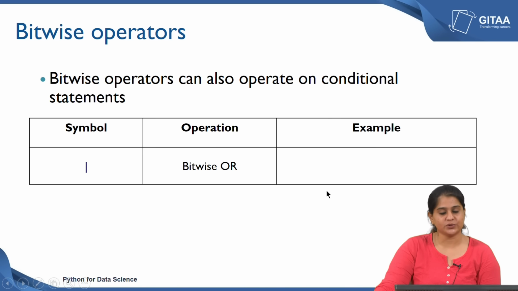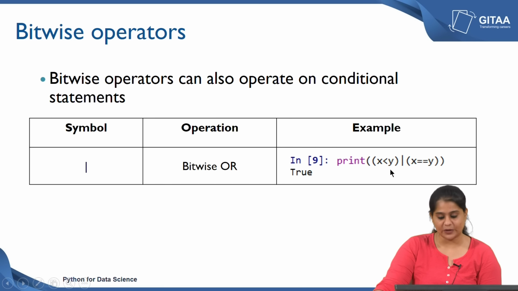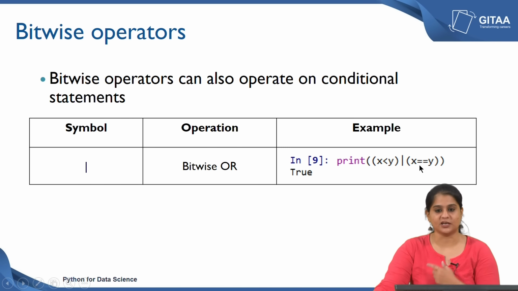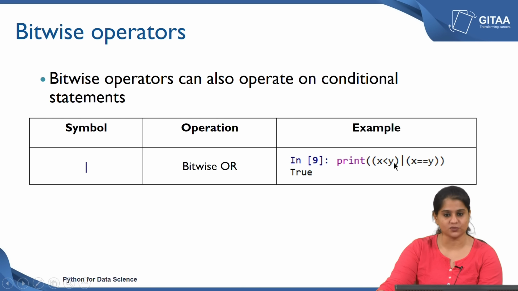Now, if I were to use the bitwise OR for a relational statement, this is how it would look. I am giving two conditional statements here. The first is where I am checking if x is less than y. The second is where I am checking if x is equal to y. In this case x is less than y, that results in a value which is true, whereas the second conditional statement, x equal to y, will result in false. The first condition is true, and hence the output that you get is also true.